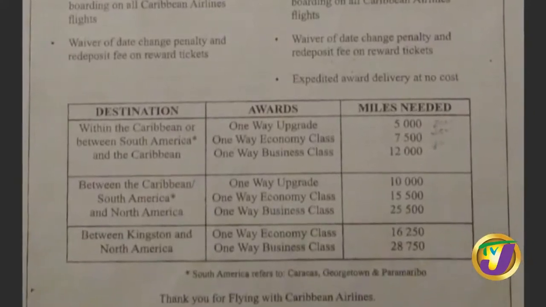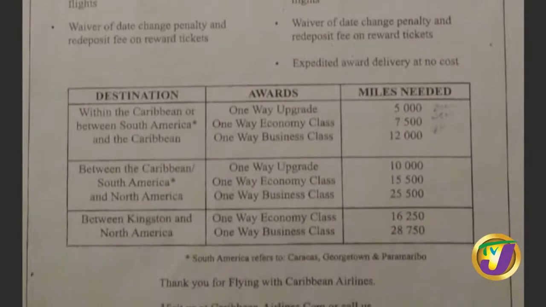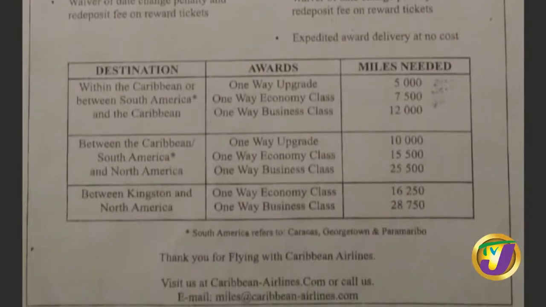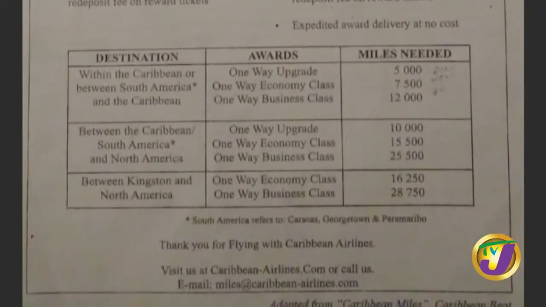Now the next destination, between the Caribbean, South America, and North America. The awards: one-way upgrade, and you'd need 10,000 miles. One-way economy class, 15,500 miles needed. One-way business class, 25,500 miles needed. And then the next destination, between Kingston and North America.